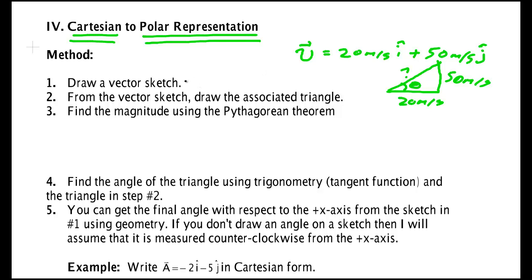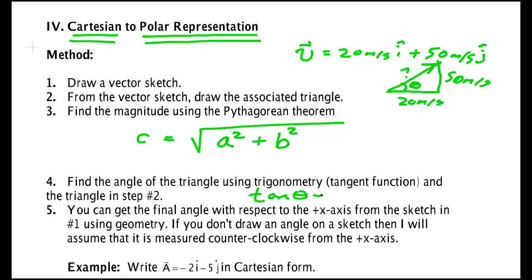To do that, first thing to do is draw a vector sketch. That is to draw the vector like I just did up here. From that sketch, find a triangle just like I did here. Find the magnitude. The magnitude will simply be the square root of the sum of the squares of the two sides, by the Pythagorean theorem. To find the angle of the triangle like theta here, you're going to find that the tan of that angle is related to one of these sides. Let's say that that side was B and this side was A. Then it would be B over A, of course, the opposite over adjacent.